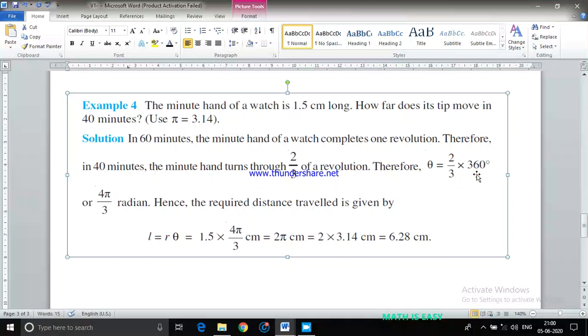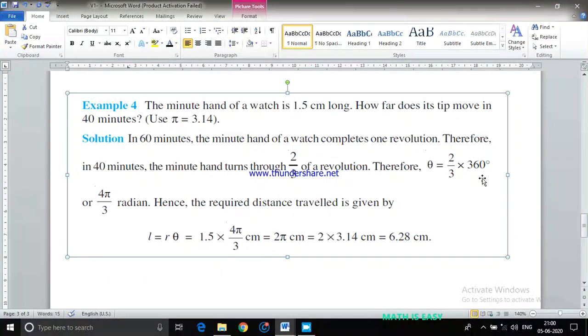Are you getting it? Or maybe you can say, I think in class 10 you already studied, in 1 minute, your minute hand makes 6 degrees. In class 10 we discussed this. So 1 minute is 6 degrees, and 40 minutes will be 40 into 6, 240. Even if you simplify this 2/3 of 360, that also gives me 240 only.